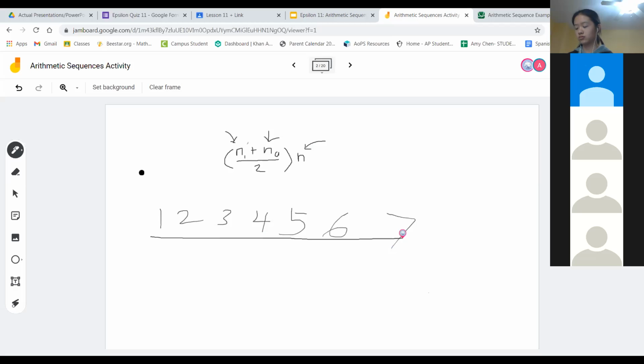I'm going to call on someone. I want Sanvi to tell me what the first term is. Actually, I'll just use you for the entire example. Okay, so the first term is 1. What is the last term? 7. Okay, now we're going to divide that by 2. And how many total terms are there? 7. All right, so simplify this for me.